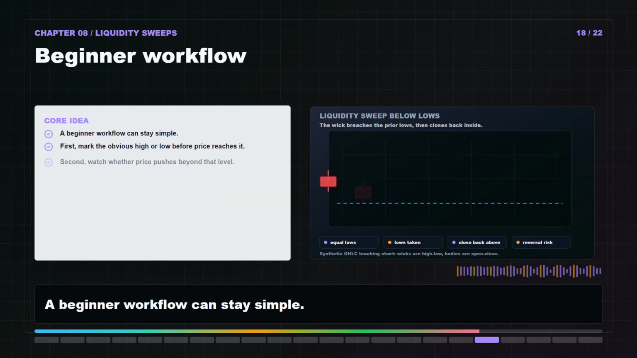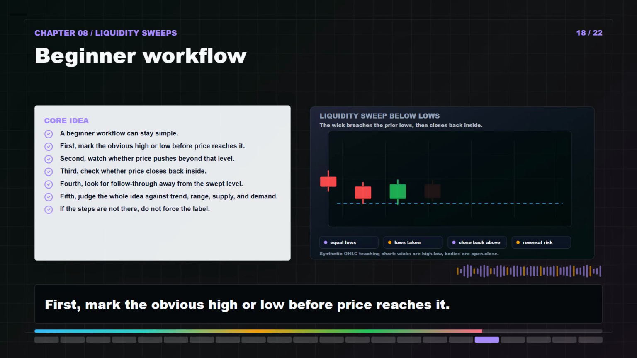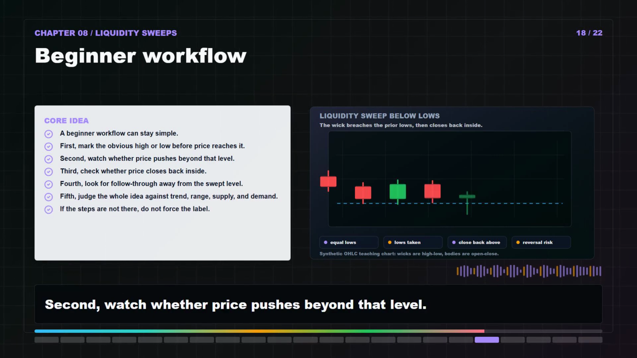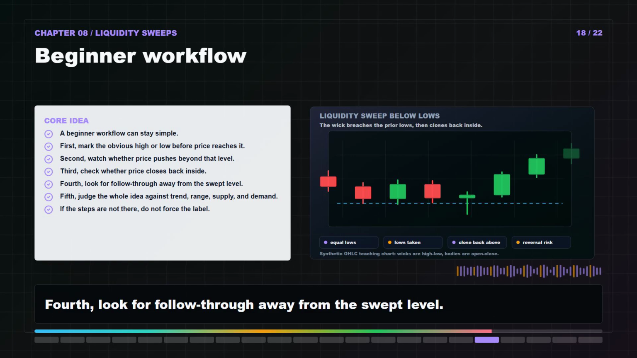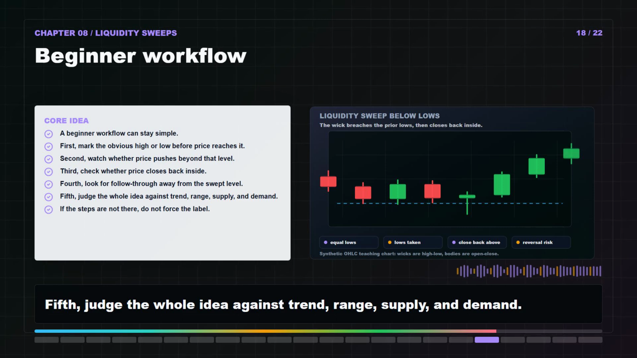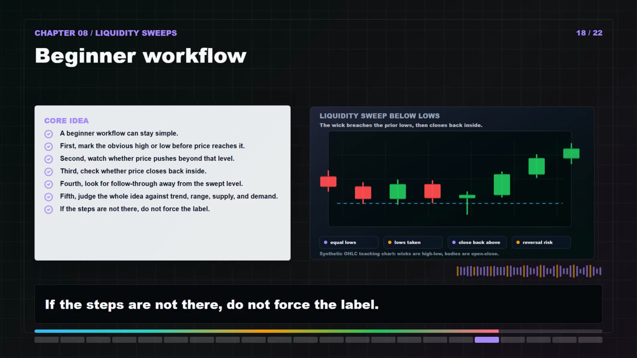A beginner workflow can stay simple. First, mark the obvious high or low before price reaches it. Second, watch whether price pushes beyond that level. Third, check whether price closes back inside. Fourth, look for follow-through away from the swept level. Fifth, judge the whole idea against trend, range, supply, and demand. If the steps are not there, do not force the label.